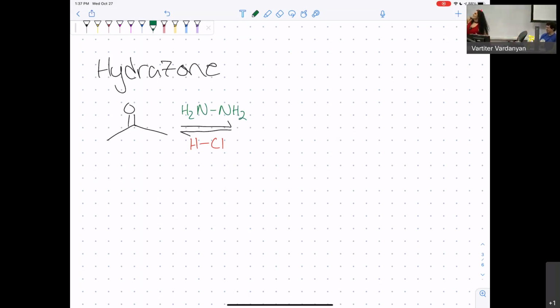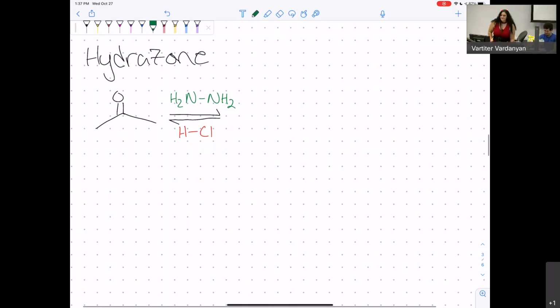Anyways, so what is this reagent called? Oh, we got a 50-50. Some people said hydrazine. Some people said hydrazone. We're going to put a pin in it and come back after we draw the product, and you'll see why. Okay. So what's the nucleophile in this reaction? Yes, the NH2. So specifically the N.